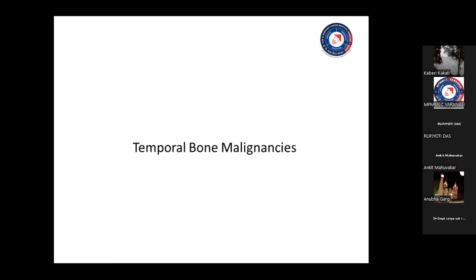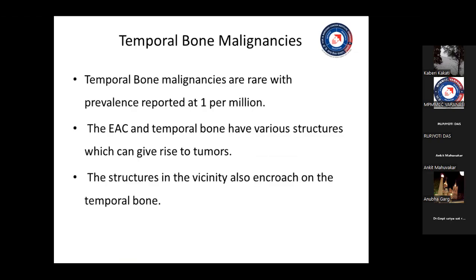For today's presentation, we will limit our discussion to the temporal bone malignancies. Temporal bone malignancies are a rare group of disease with prevalence reported at just 1 per million. The ear, the external auditory canal, and the temporal bone have various structures like the skin, the sebaceous glands, the bone, the cartilage, the nerves, etc. And any of these structures can give rise to tumors.